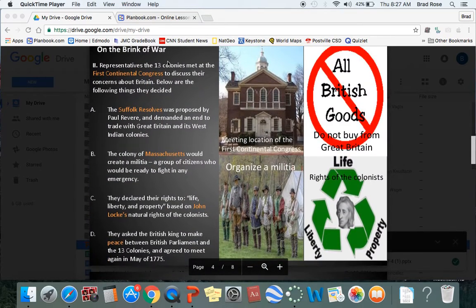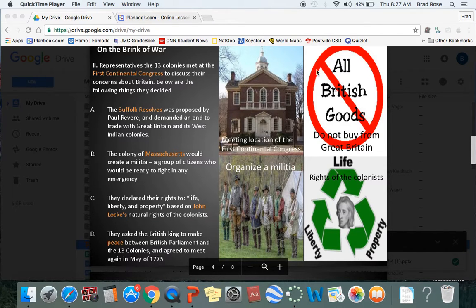These representatives, these delegates from these 13 colonies, except for Georgia, meet at the First Continental Congress, right, at this location right here, in this building, to discuss their concerns about Great Britain. Okay, a couple things that they were able to accomplish. First of all, they tried to pass a continued boycott known as the Suffolk Resolve, presented by Paul Revere.